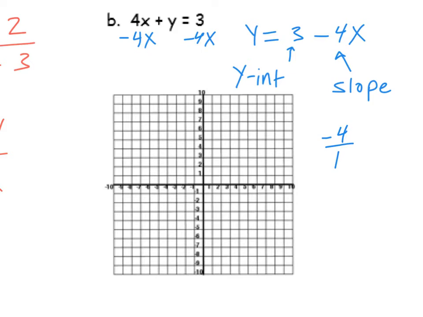So I'm thinking you go down 4, right 1. All right, and it's all going to start at 3, right here. There's the y-intercept. The line has to go through that point. I go down 4 to the right 1. There's another point.